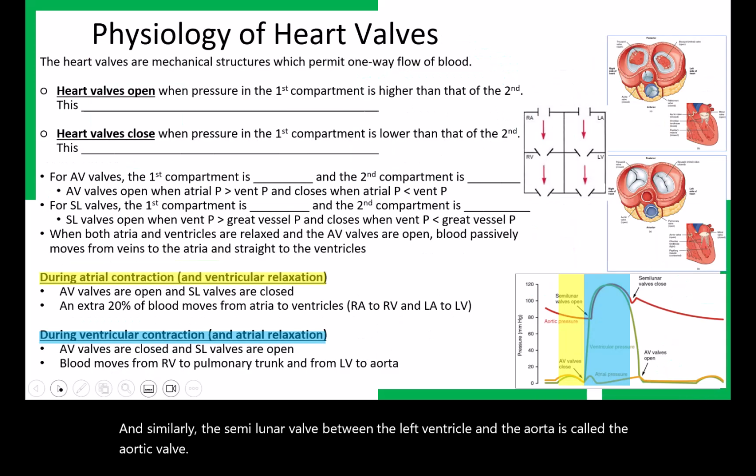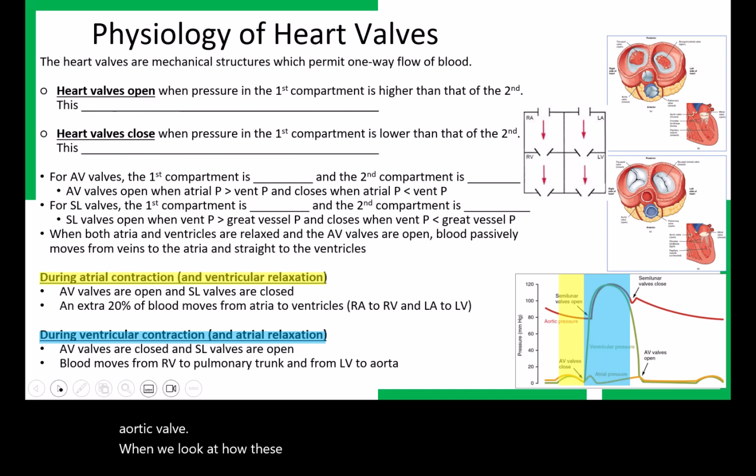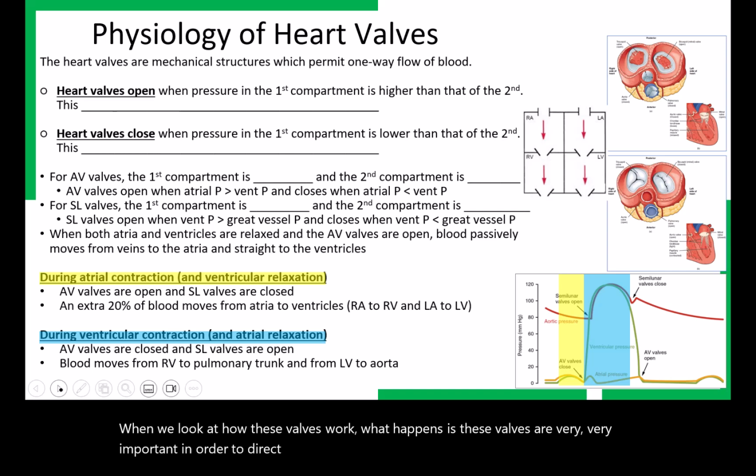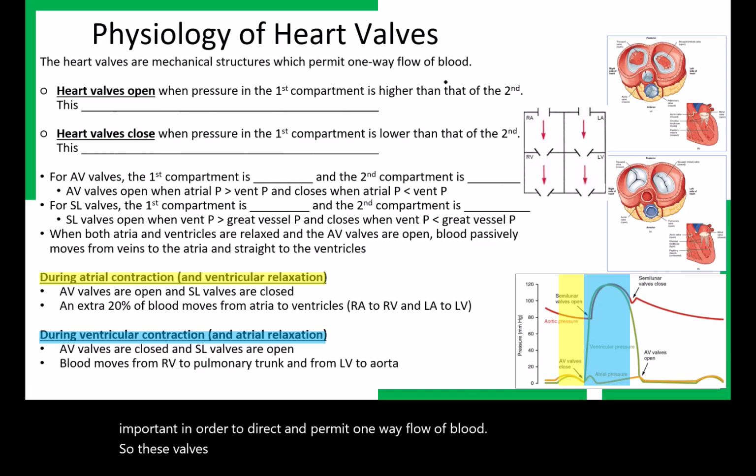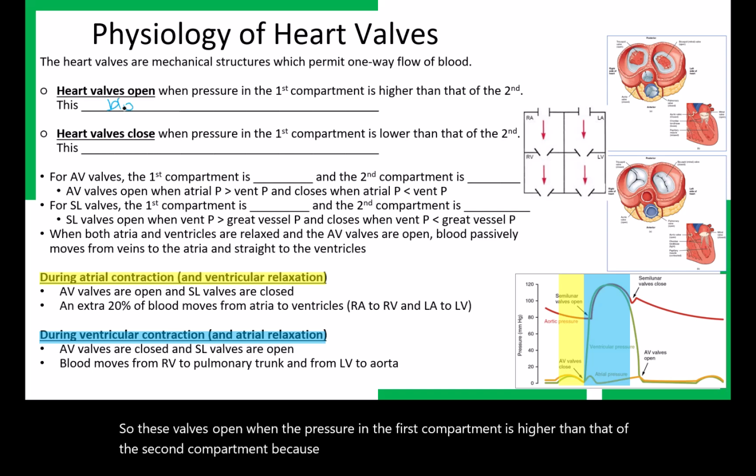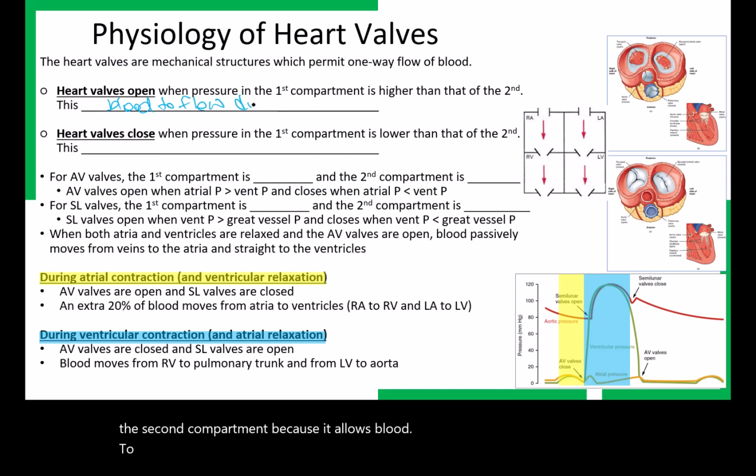When we look at how these valves work, they are very important in order to direct and permit one-way flow of blood. So these valves open when the pressure in the first compartment is higher than that of the second compartment, because it allows blood to flow down the concentration gradient.